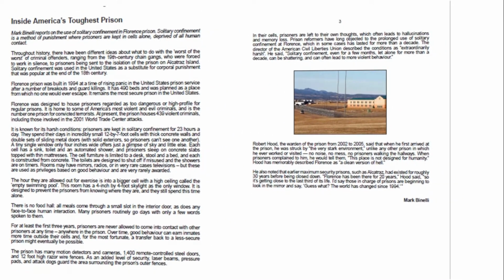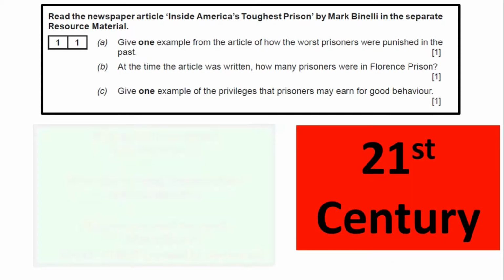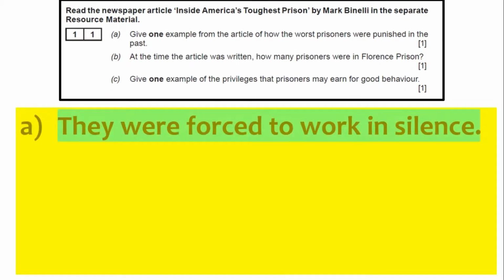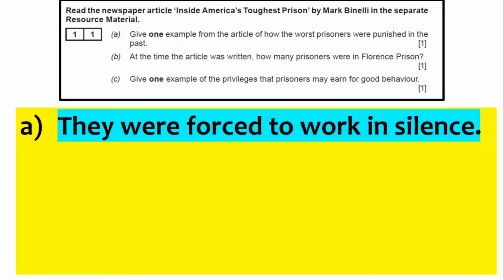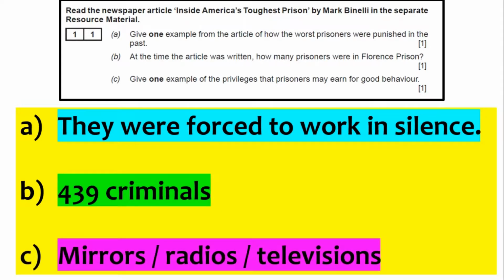Okay, there's the 2 texts. This is how it looks. For example, give one example from the article about how the worst prisoners were punished. They were forced to work in silence. At the time the article was written, how many prisoners were there? 439. Give one example of the privileges that prisoners may earn for good behaviour. They might get a mirror, radio or TV. So really simple questions, give it a really simple answer.